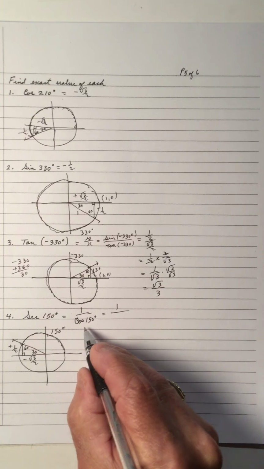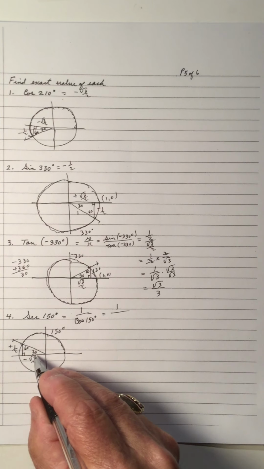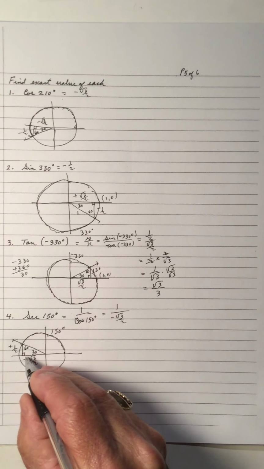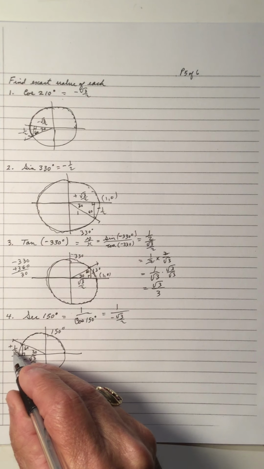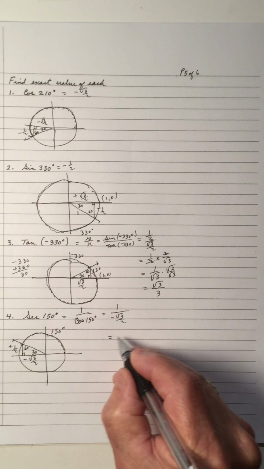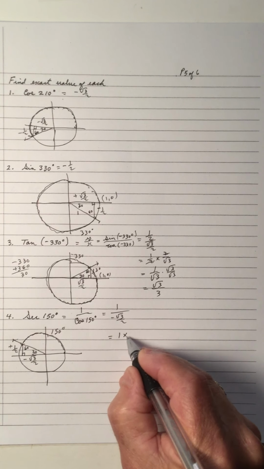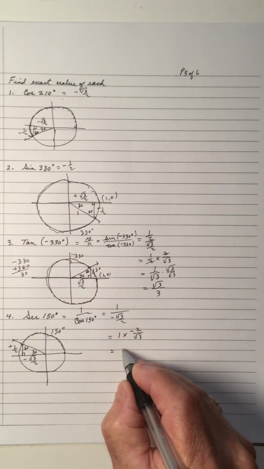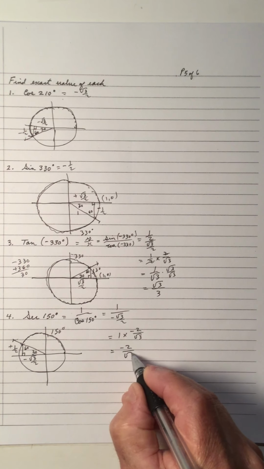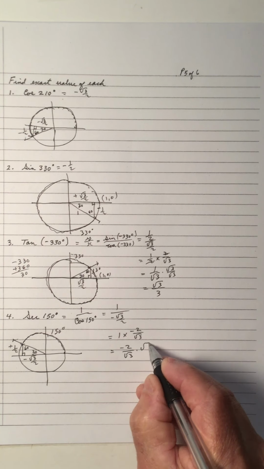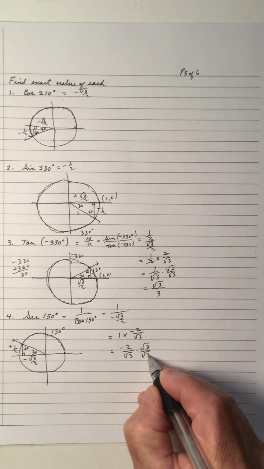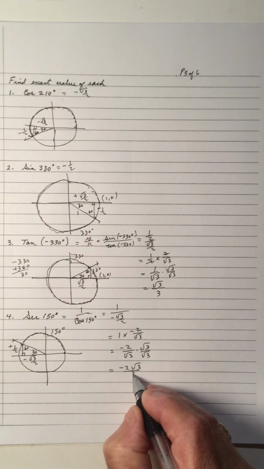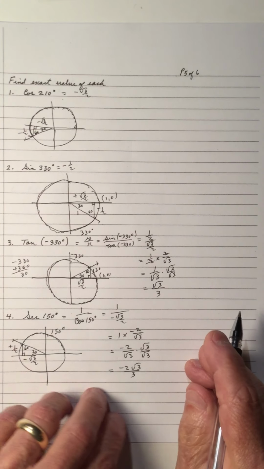So the cos of 150, cos is the x, so it's just negative root 3 over 2, because the x is negative root 3 over 2, the y is a half. So that gives me 1 times negative 2 over root 3. And that's negative 2 over root 3. Not allowed to have a root in the bottom, so we multiply by root 3 over root 3. So it's negative 2 root 3 over 3 as an exact value.